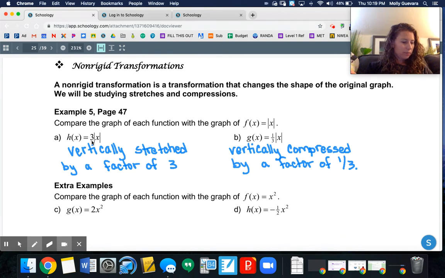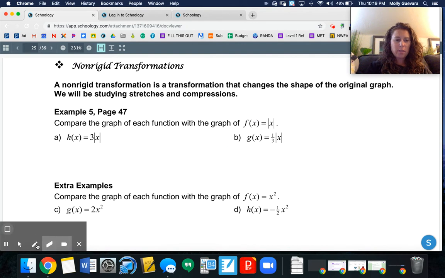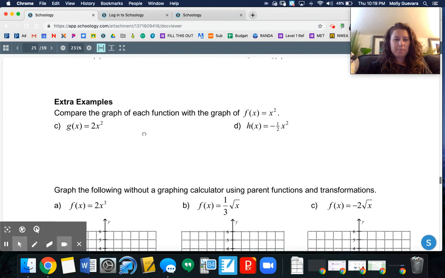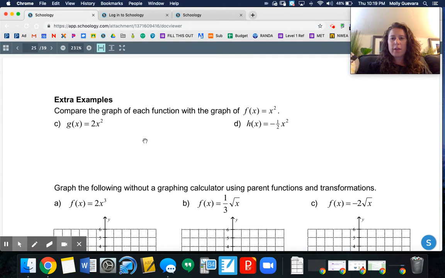So I want you guys to try these extra examples. I'm going to clear them. All I want to know is, is it vertically stretched? Is it vertically compressed? Is there anything else happening in the graph? And what is the factor that it's stretched or compressed? So go ahead, hit pause, and then we'll talk about it.